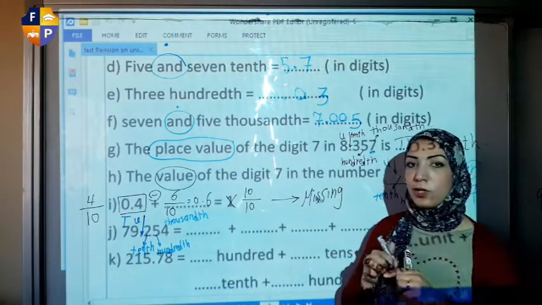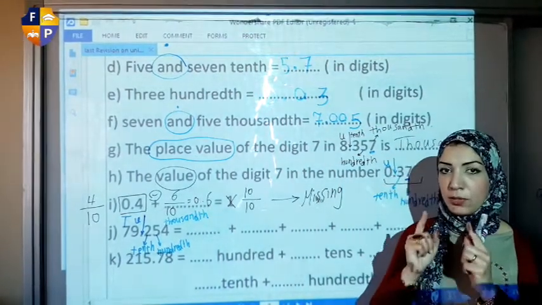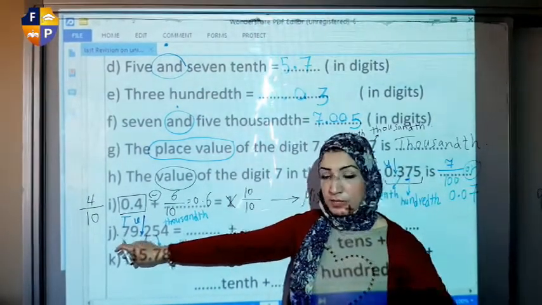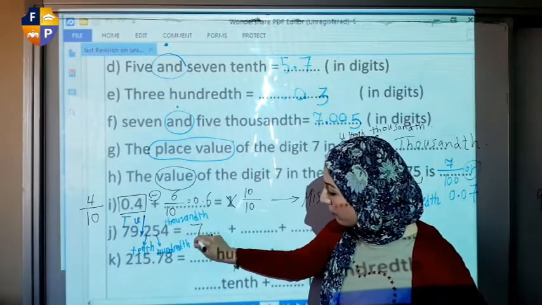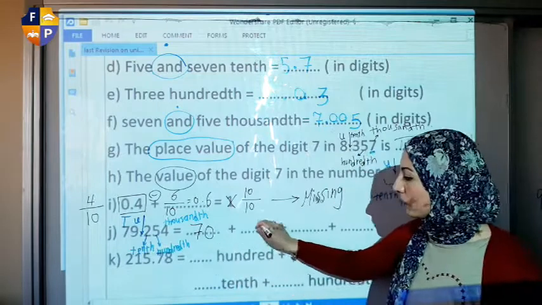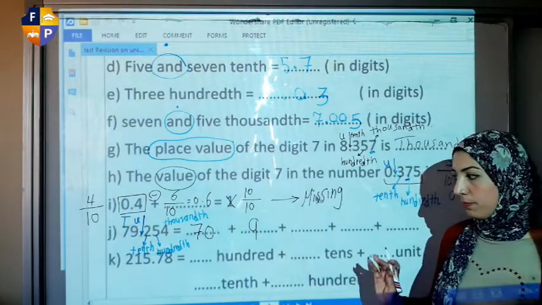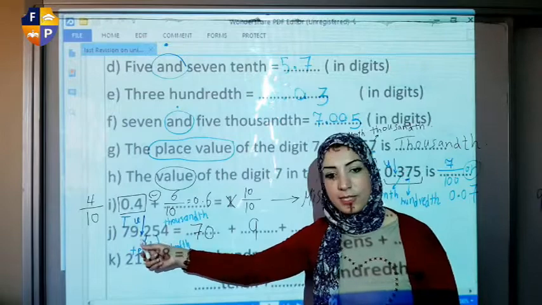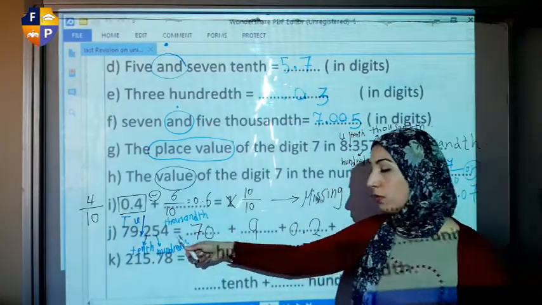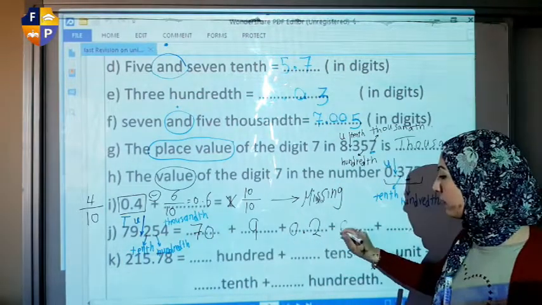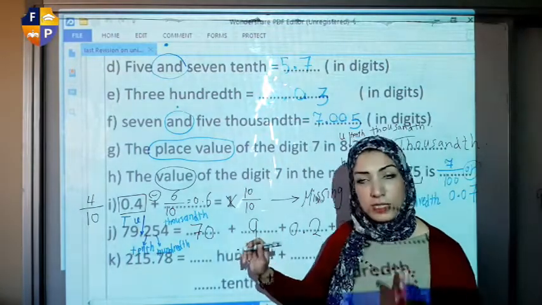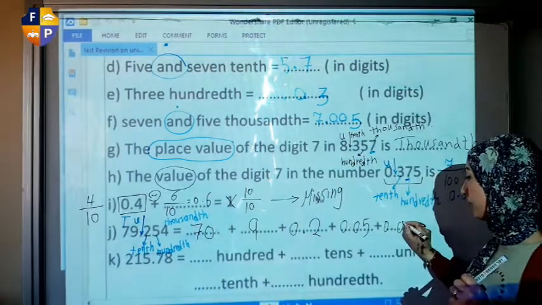So now we will write each digit alone according to its value. So first we start with digit 7. 7 in tens, so we will write 7 and 0. 9 in units, so we will write 9 without any zeros. 2 in tenths, so we will write 0.2. 5 in hundredths, so we will write 0.05. 4 in thousandths, so we will write 0.004.